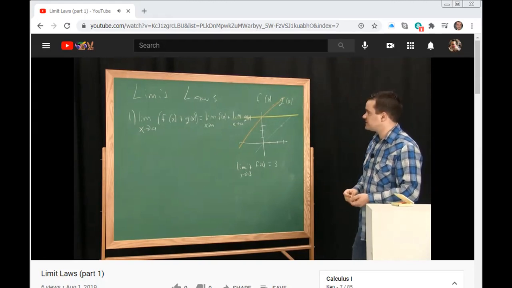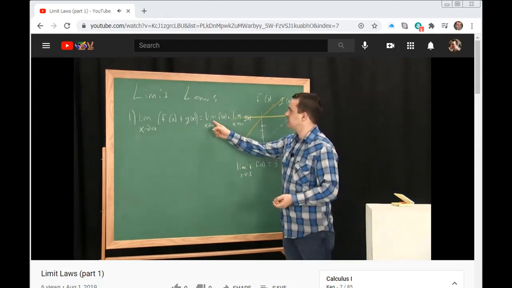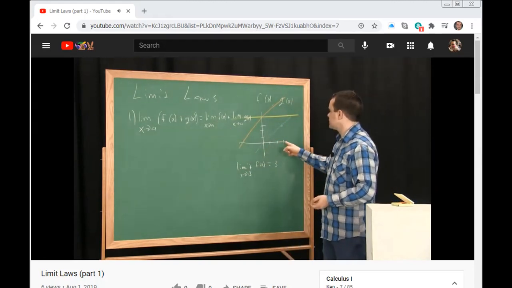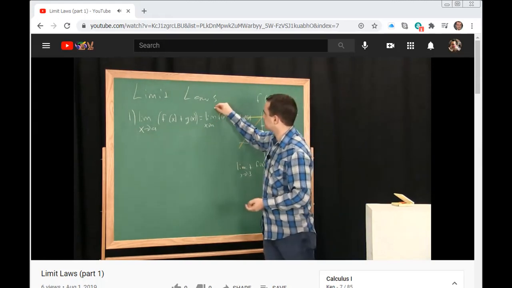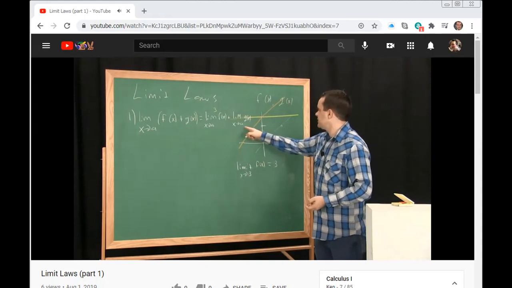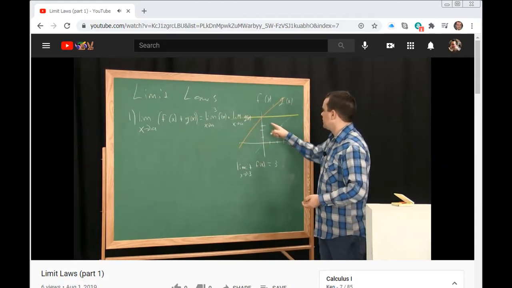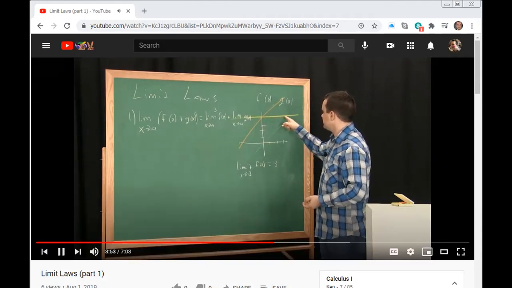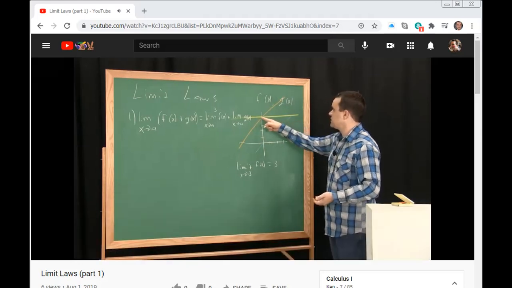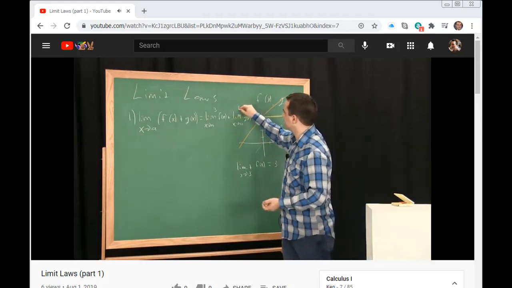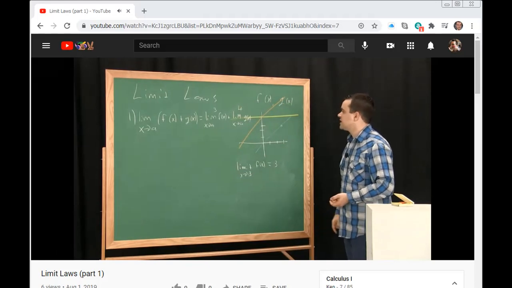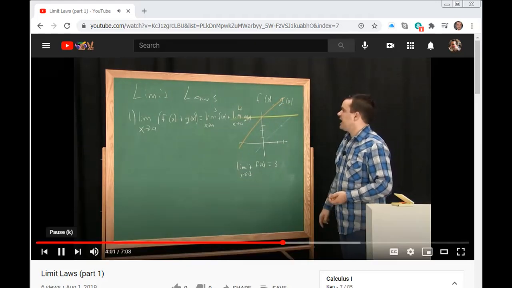And so you can kind of see this is true from the picture, because if I take the limit as x goes to 3 of the blue function f, I get 3. If I take the limit as x goes to 3 of the yellow function g, that's still going to be 4. G is the constant function 4. You add those together, you're going to get 7.